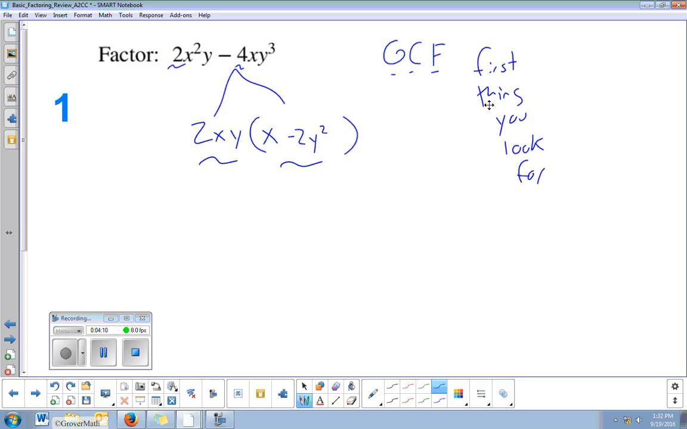Because you're going to see some really long factoring styles and some combined factoring styles, but the first thing you look for is greatest common factors. The first question you ask yourself, is there anything in common? And it has to be all or nothing.